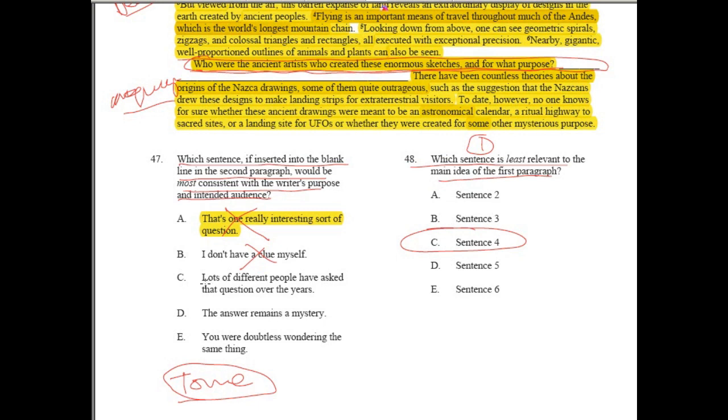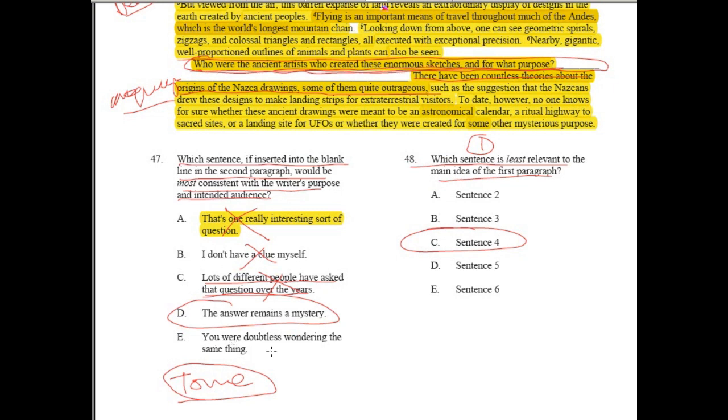Let's go to C. Lots of different people have asked that question over the years. My goodness, that's still too informal. Who are the ancient artists who created these enormous sketches and for what purpose? The answer remains a mystery. Read the second part. There have been countless theories about the origins of the Nazca drawings, some of them quite outrageous. D really fits so far.